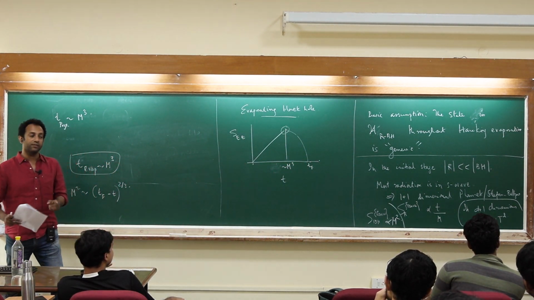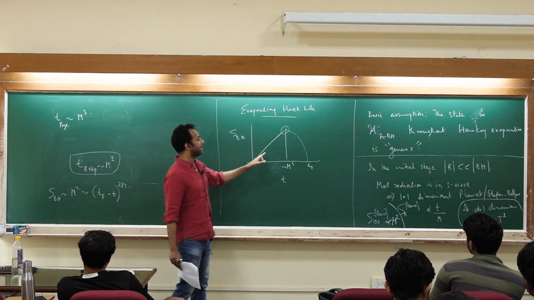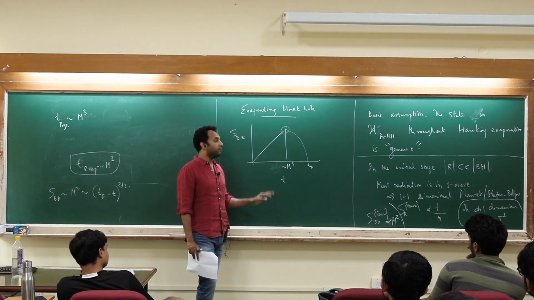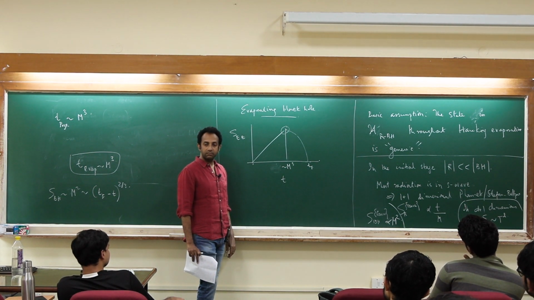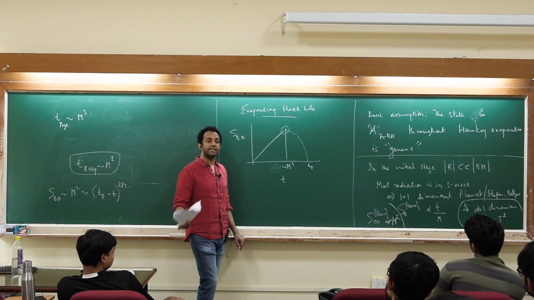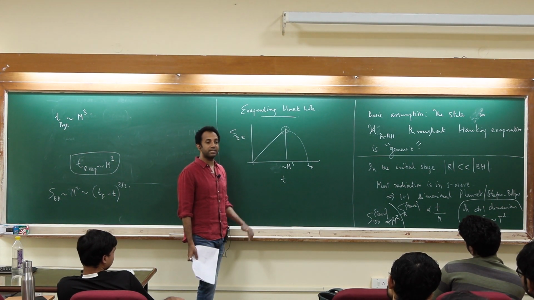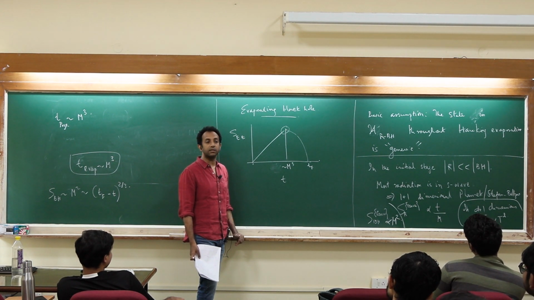But the most important of them is the fact that we could get this calculation by making statements about the S_BH, which we computed using semi-classical gravity, together with general expectations about how unitary evolution should work.